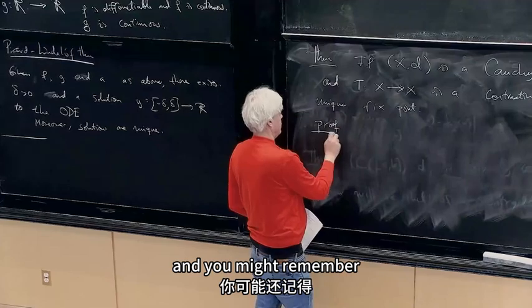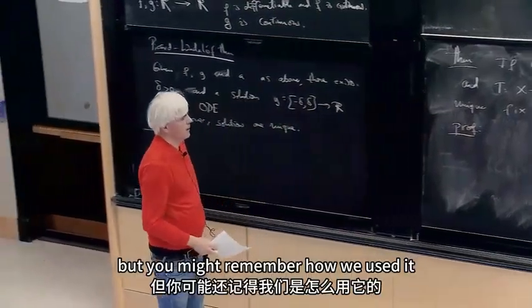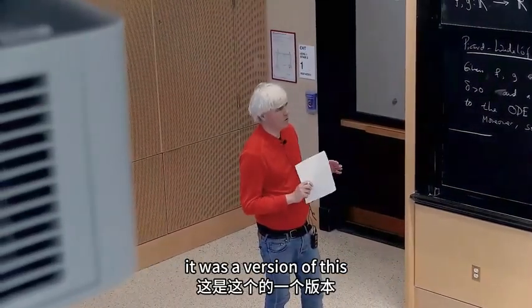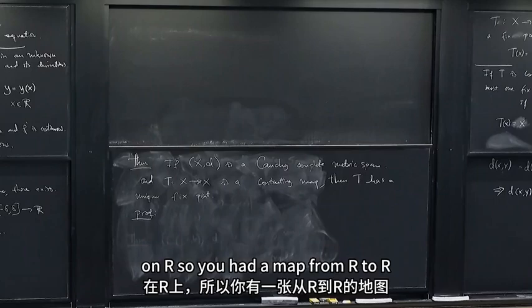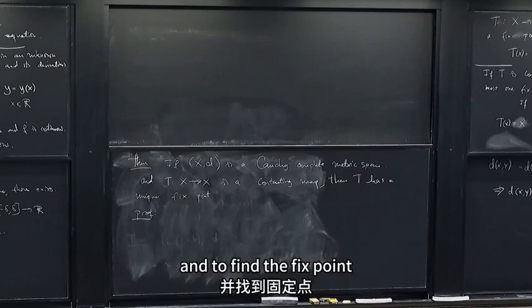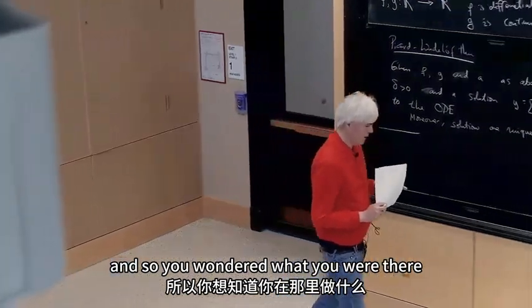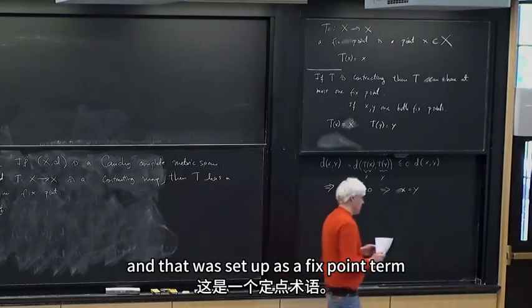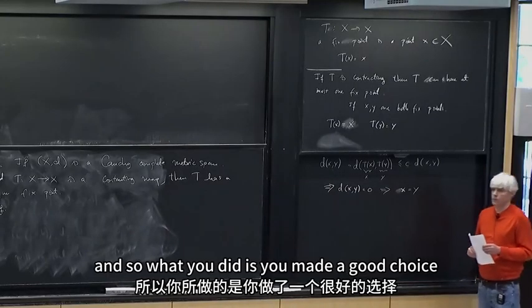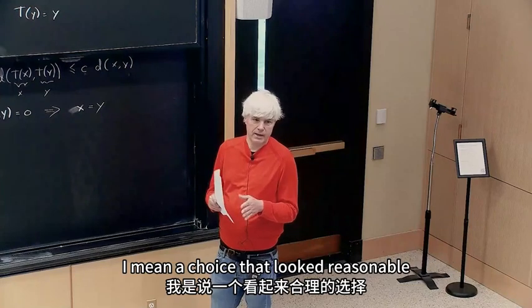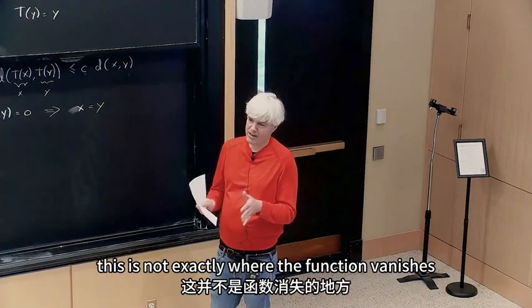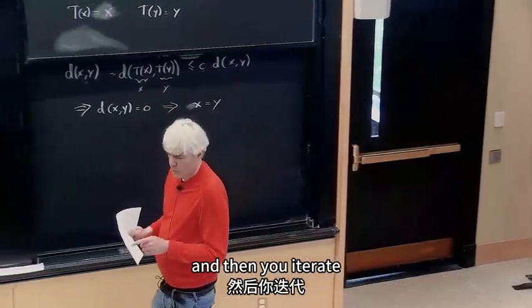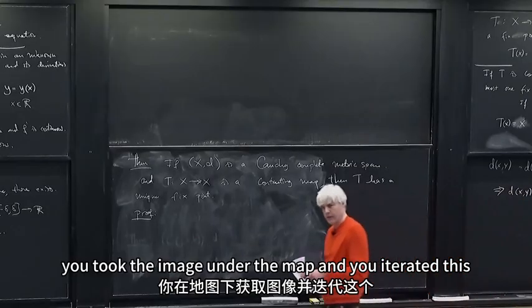And you might remember, and if you don't, that's fine, how we used it in the Newton method. Because the Newton method was a version of this on R. So you had a map from R to R, and to find the fixed point, you wondered about finding a point where a function vanishes, right? And that was set up as a fixed point theorem. And so what you did is you made a good choice, a choice that looked reasonable. This is not exactly where the function vanishes, but something that looks close to where it vanishes. And then you took the image under the map and you iterated this.